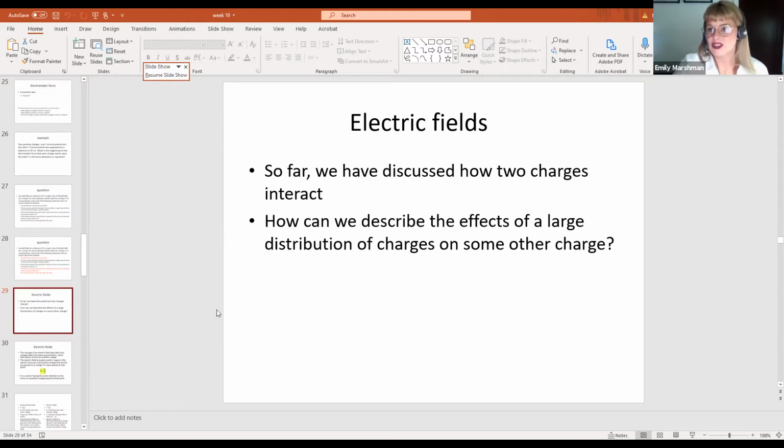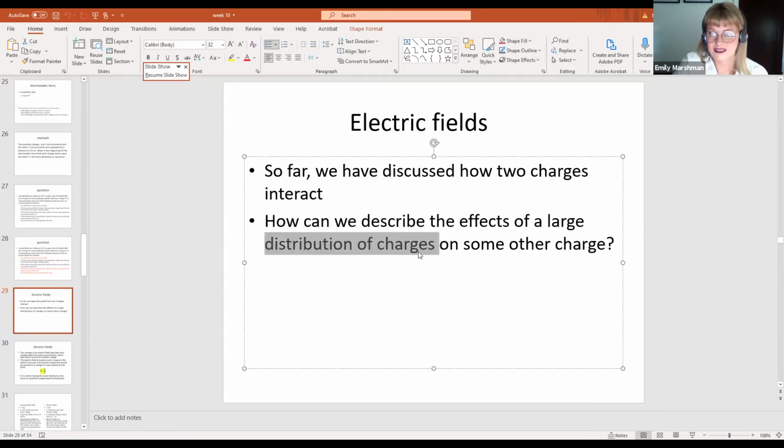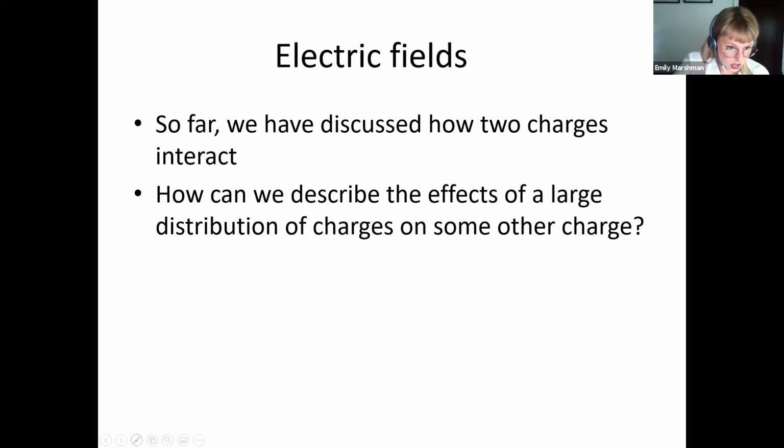So far we've just been talking about, what if I have just two charges interacting with each other? But that normally doesn't happen. Normally we have some kind of distribution of charge, and it affects some other charge. So what do I mean by distribution of charge?